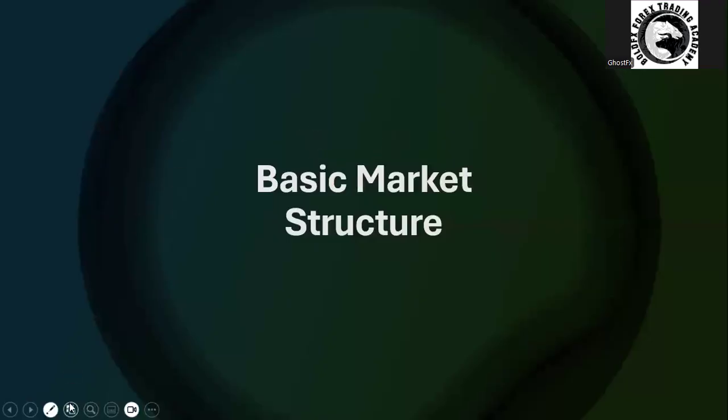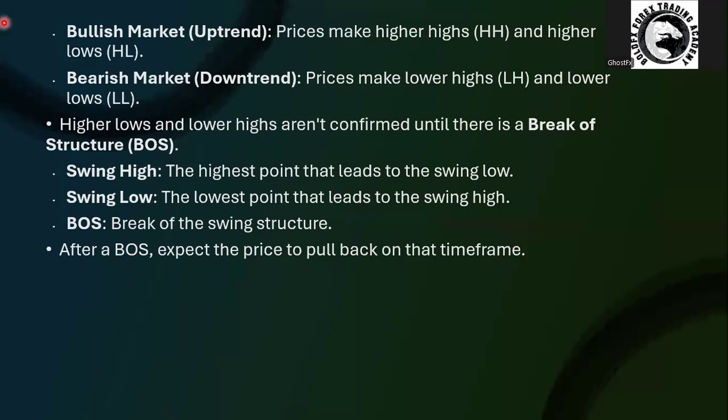So basic market structure. We're mainly going to focus on bullish and bearish market structure. So, a bullish market, which is simply an uptrend, price makes higher highs and higher lows. In a bearish market, which is a downtrend, price makes lower highs and lower lows. Higher lows and lower highs are unconfirmed until there is a break of structure.